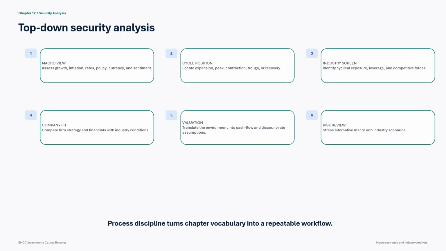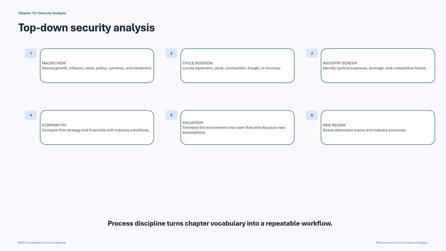Step 3 is the industry screen. Identify cyclical exposure, operating leverage, financial leverage, and competitive forces. Ask whether demand is discretionary or recurring. Are costs mostly fixed or variable? Does the industry require continuous refinancing? Can firms pass through higher costs? Is capacity disciplined? Or does every period of strong pricing attract a wave of new supply?